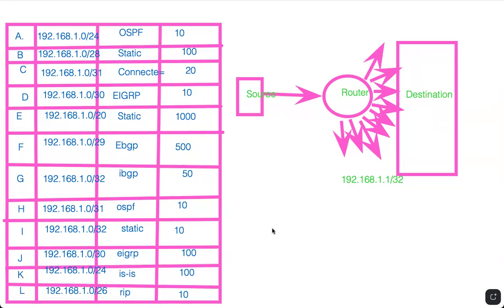Okay, so there are A to L routes. Now we have to select the best path, not the less effective path. So you should start by writing the best path. Let's say if the best path is A and the second best path is C, you have to put it in order. So go from best to worst order and then put your answers in the chat. This source is trying to go to this destination, and you have to tell me which one is the best path.